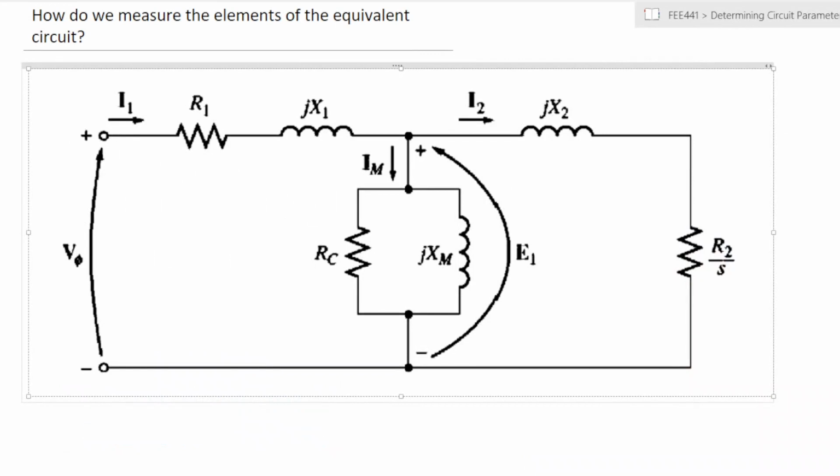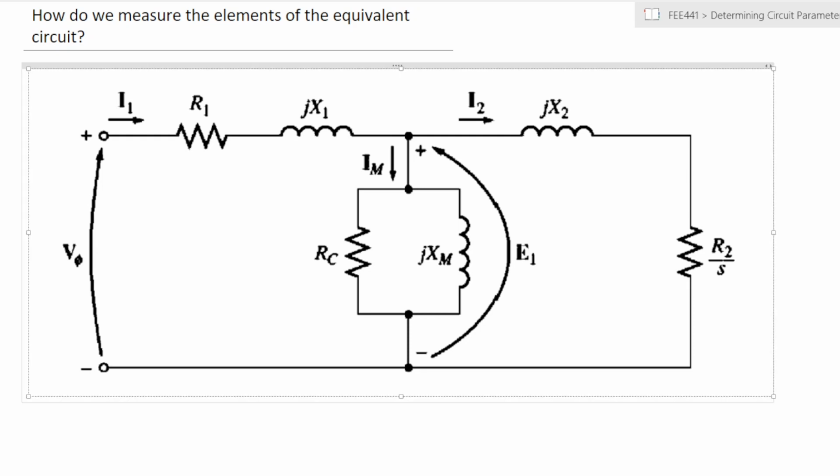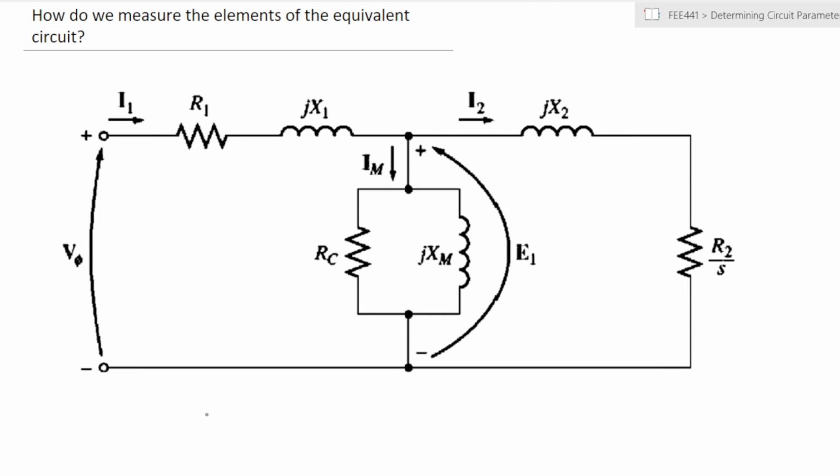So how do we measure the elements of the equivalent circuit? This is our equivalent circuit that we had developed over the past few lectures, and it shows you the elements that can electrically represent the induction motor properties. So the rotor, the stator, and all those parts of the induction motor that allow it to run. Okay, so we have all the common models that we have talked about, all the common circuits that we have talked about.